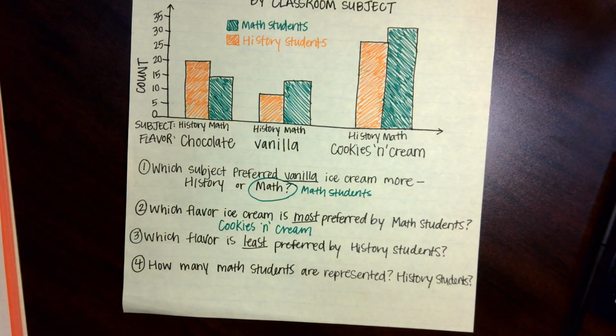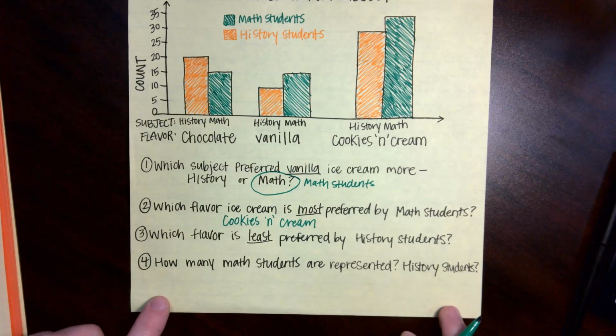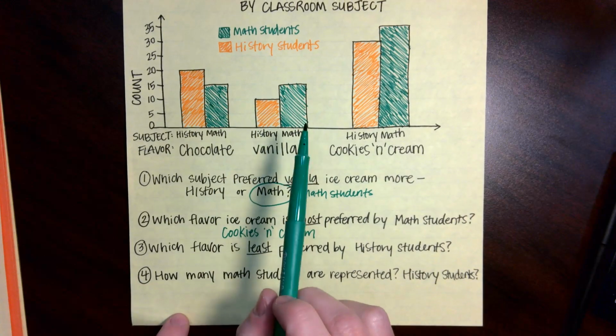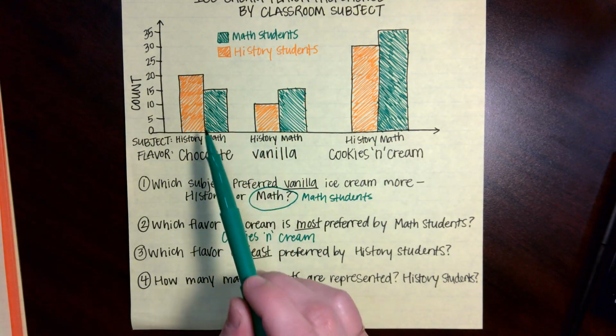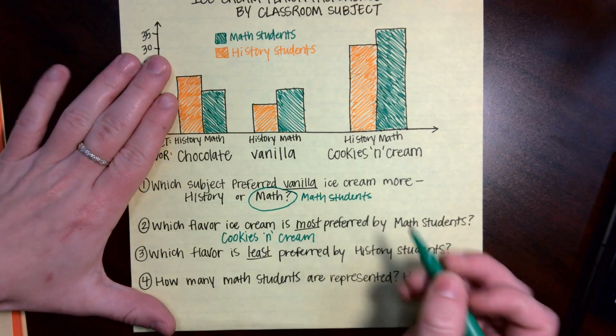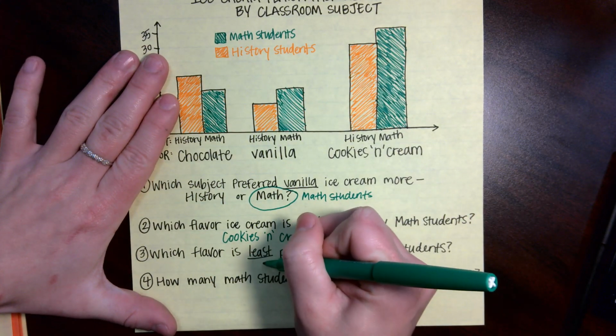All right. Number 3. Which flavor is least preferred by history students? Vanilla. Yep, I see history in orange, and vanilla's got the smallest bar. So we're going to say vanilla is their least favorite one.